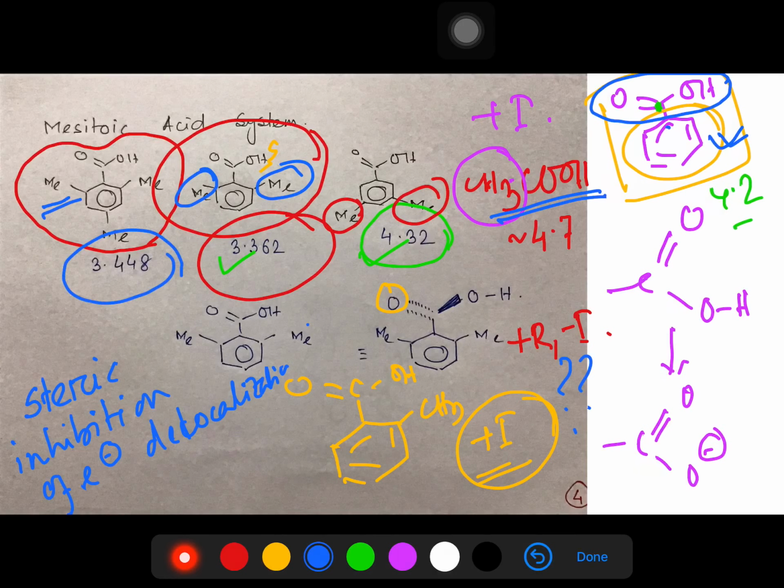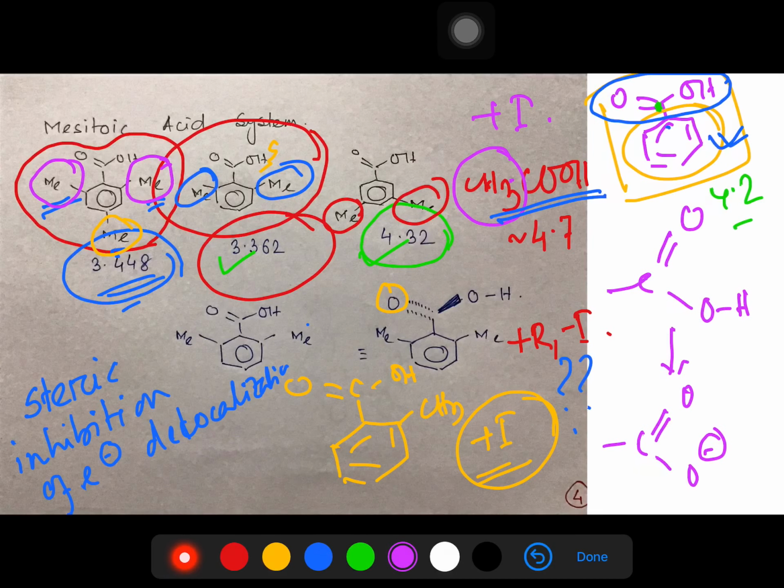See, in this case 3 methyls are there, and here also pKa is far less compared to benzoic acid. Same logic is there, but keep one thing in mind, that this methyl is actually a dummy methyl. It is not participating in anything significantly, but the main property is coming because of these 2 ortho methyl groups.